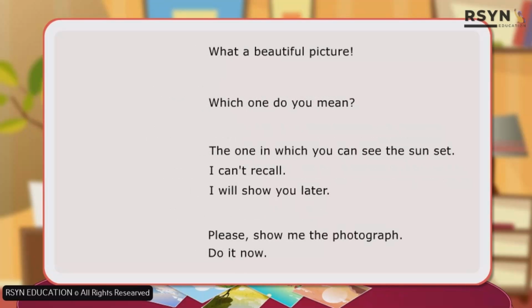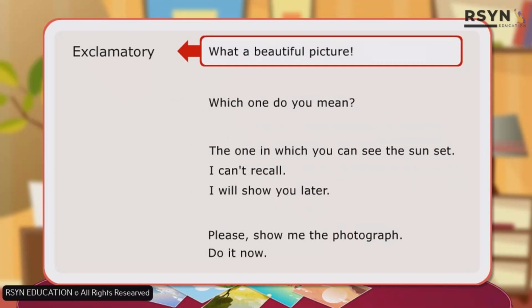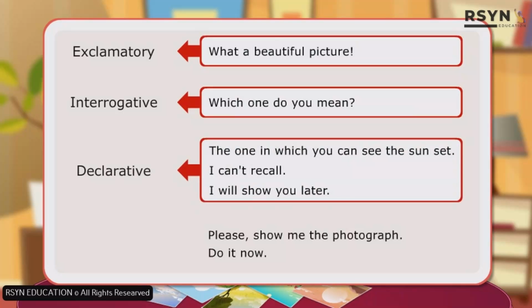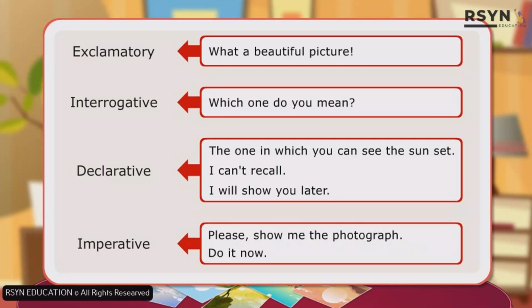Exclamatory, what a beautiful picture. Interrogative, which one do you mean? Declarative, the one in which you can see the sunset. I can't recall. I will show you later. Imperative, please show me the photograph. Do it now.